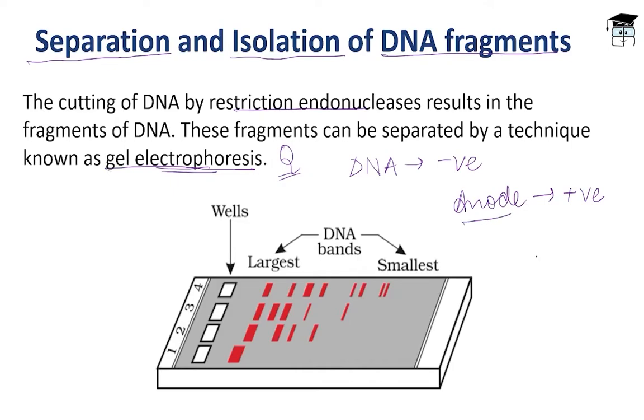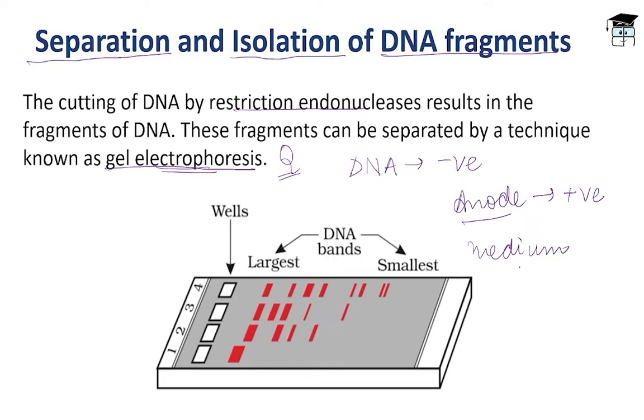Now, how will that happen? They will rush towards the anode under an electric field through a medium or a matrix. They need to be in a medium. We need to have a medium in which these DNA fragments will be present, and we need to have an anode and a cathode.